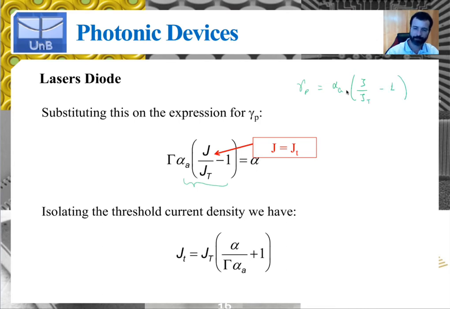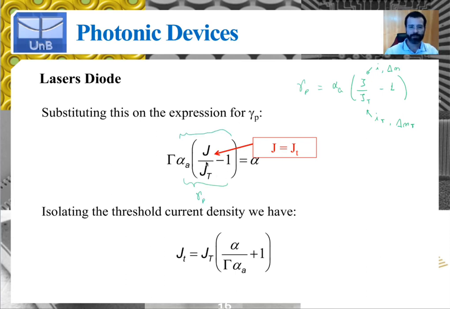Okay, and we could have used just as well I over IT, the transparent current itself, or also delta N over delta NT. All of these would be used instead of J over JT here. But since we want to express things as a function of the current density, let's use this and replace gamma p by all of this right here.